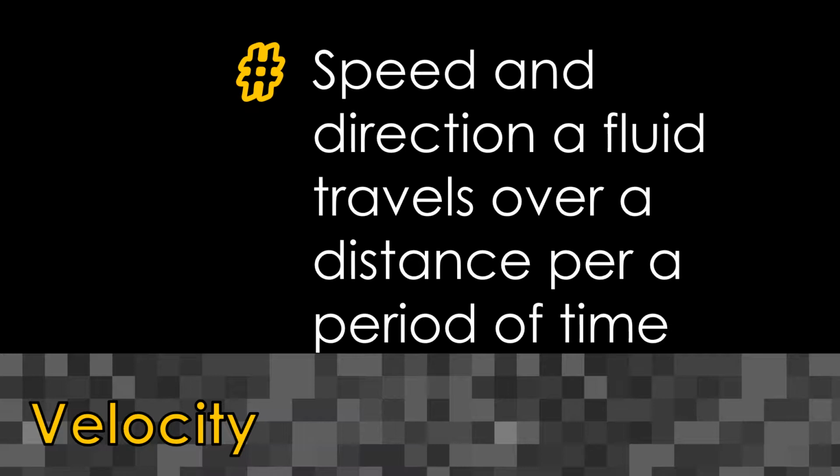Another measurement that can be taken of moving fluid is its velocity. Velocity tells us how fast the fluid is flowing. Similar to speed, velocity tells us a distance traveled, like miles per hour or meters per second. But unlike speed, velocity also gives us the direction. Could be forward, backward, positive, or negative.